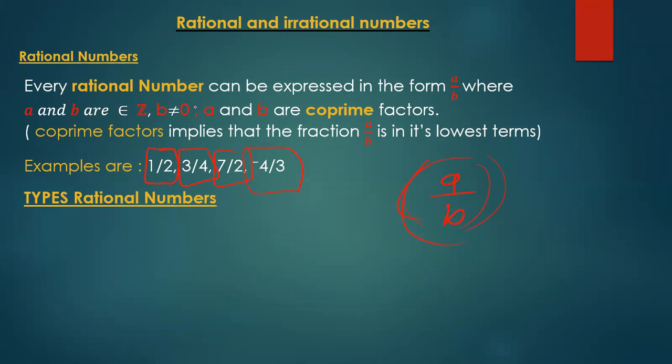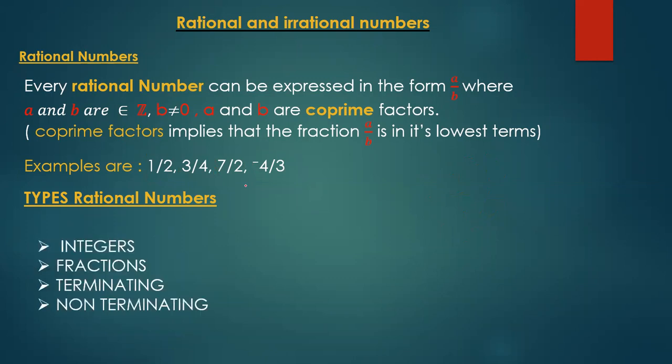Okay, let's look at the types of rational numbers. We have integers, and integers are all rational numbers. Then fractions are all rational numbers. And we also have terminating and non-terminating rational numbers. Let me briefly explain each of these.